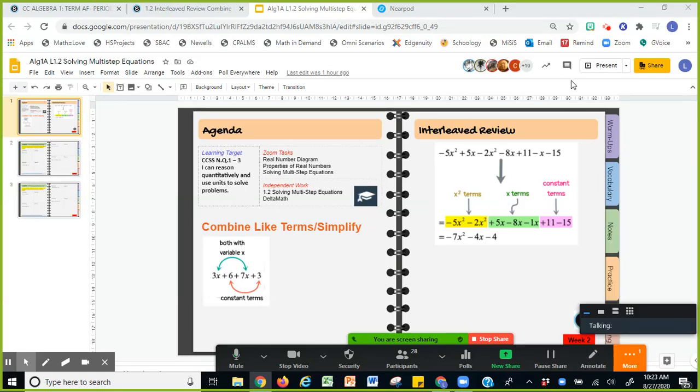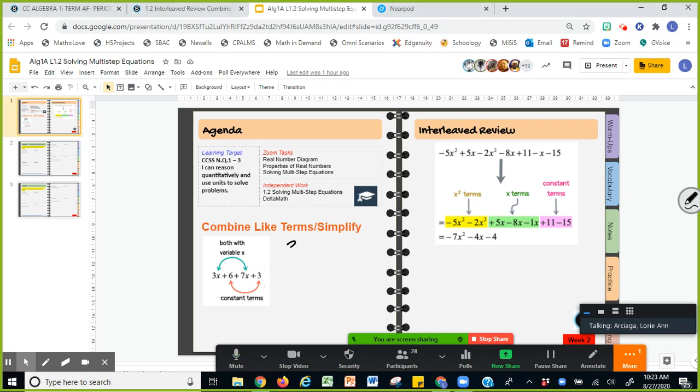All right, so let's look at how to combine like terms. When you were in middle school, you were probably shown how to combine like terms in a different way. And that method you're probably more familiar with is the rainbow method, which I showed here.